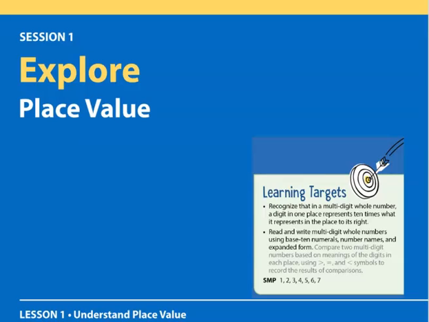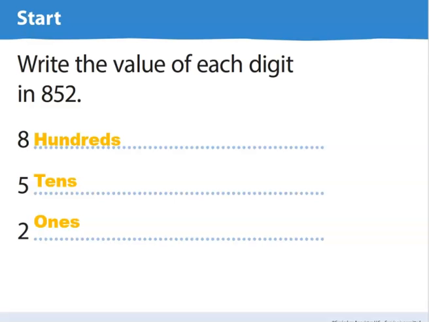Today we begin Lesson 1. In the first part of Lesson 1, we'll be learning about place value. Let's start off with a three-digit number, 852.